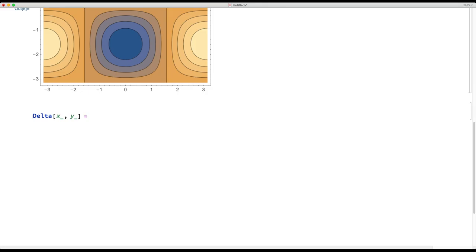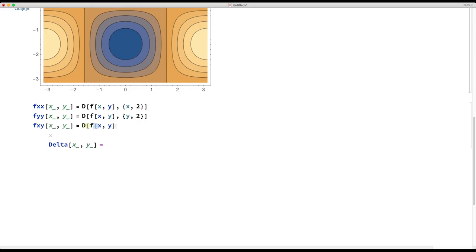Okay. So what I want to do is define this quantity, which I've called delta. First thing, I'm going to define the four second derivatives. Okay, so I've defined the four second derivatives, fxx, fyy, and then fxy and fyx are the same thing, so I really only need one of them, okay?